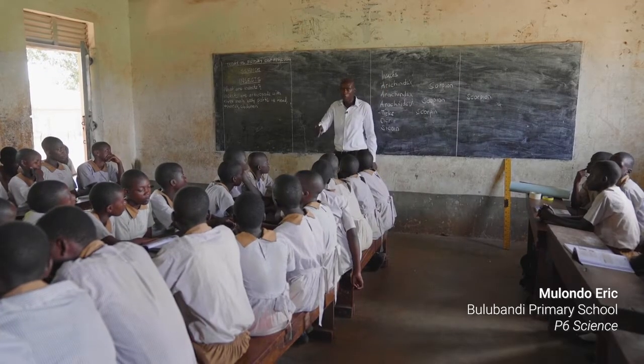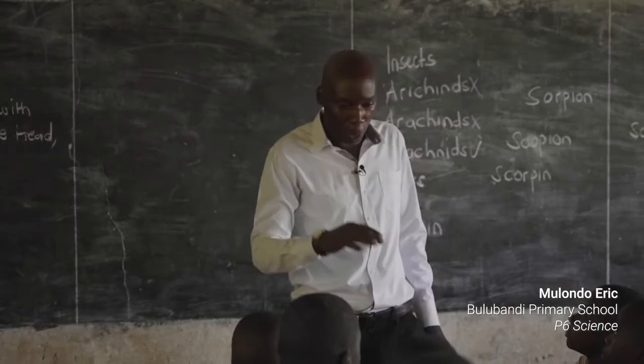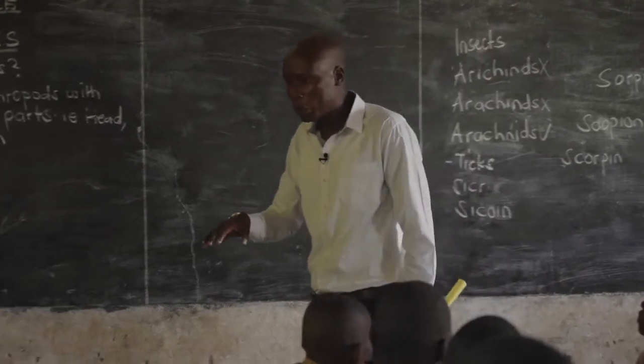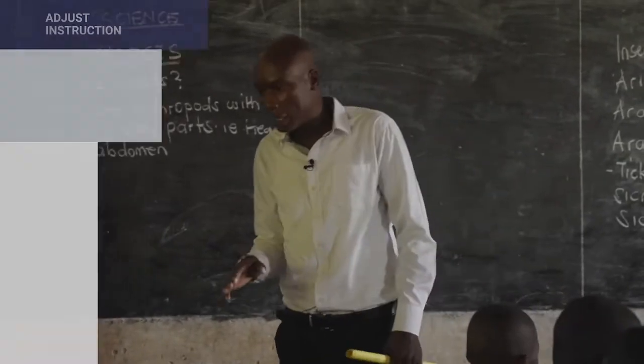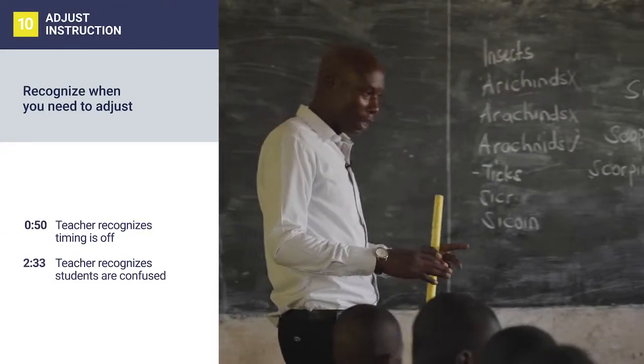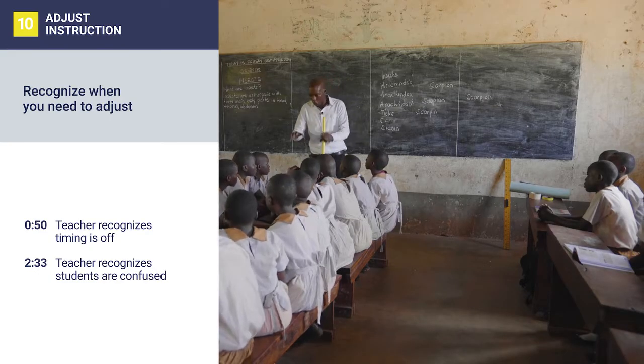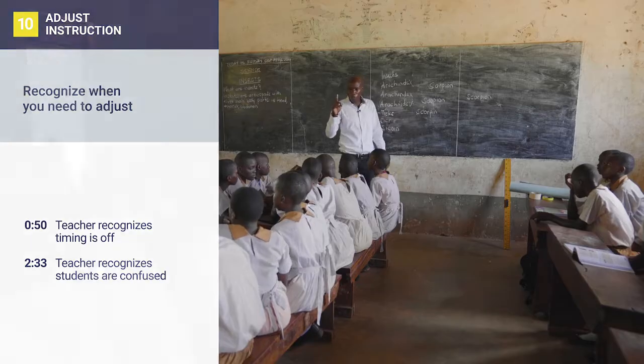So class, I'm going to give you an activity. We are going to open our textbooks, and that is on page 27. We shall look for the characteristics of insects in our groups. Then after, we shall discuss amongst ourselves. I'm going to give you 1 minute.